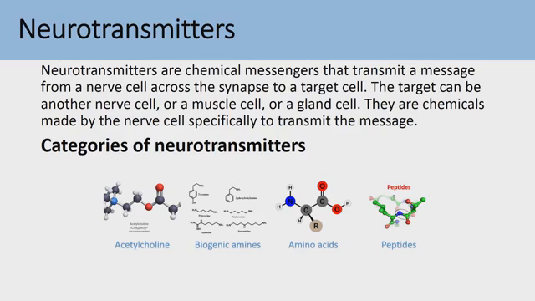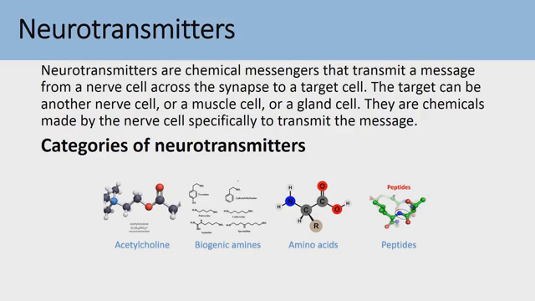Now I will tell you about the neurotransmitters. Neurotransmitters are the chemical messengers that transmit a message from a nerve cell across the synapse to a target cell. The target can be another nerve cell or a muscle cell or a gland cell. They are the chemicals made by the nerve cell specifically to transmit a message.